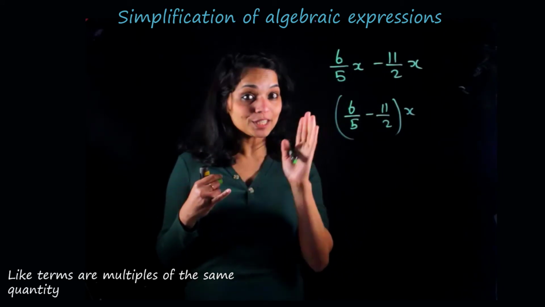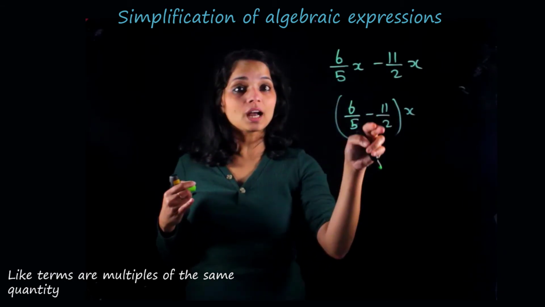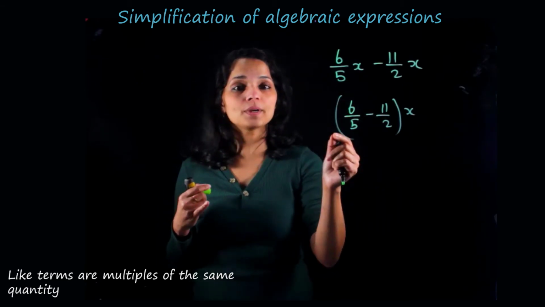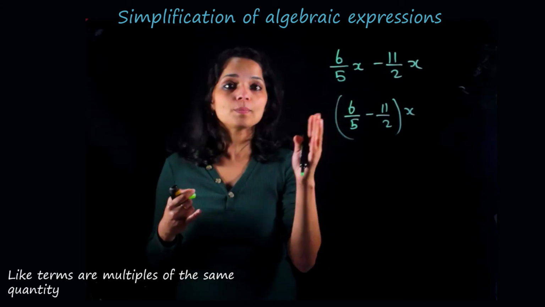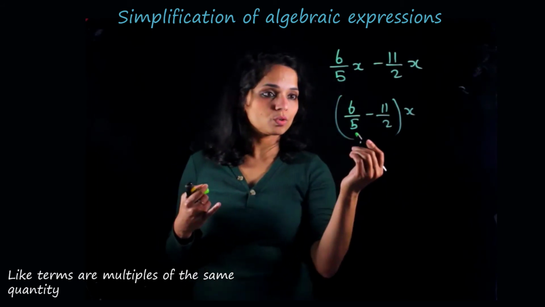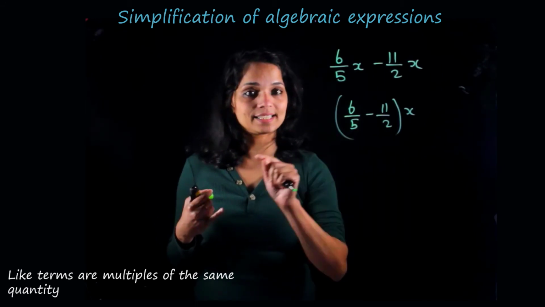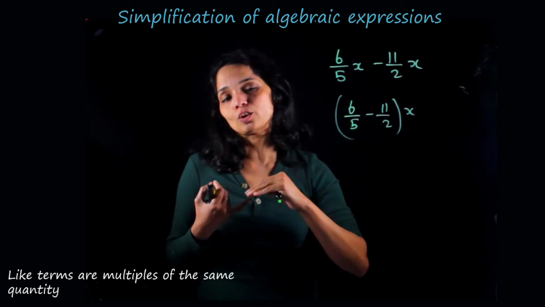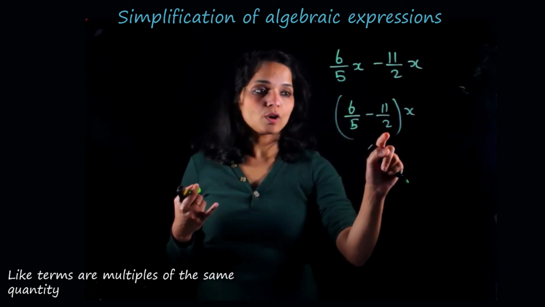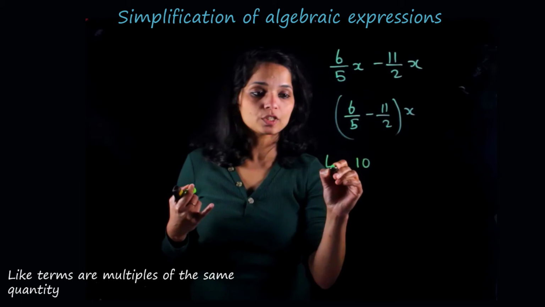I'm pretty sure most of you know how to subtract algebraic fractions. If you don't know, this is the time to revise that topic because it's quite mandatory to understand it to learn a lot of other topics in maths. Let me do it here. The first step is to make the denominators the same. If the denominators are the same, only then can we subtract or add fractions. The lowest common multiple is 5 times 2, which is 10.